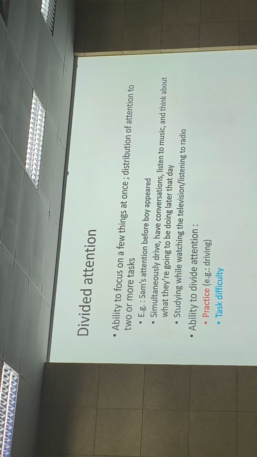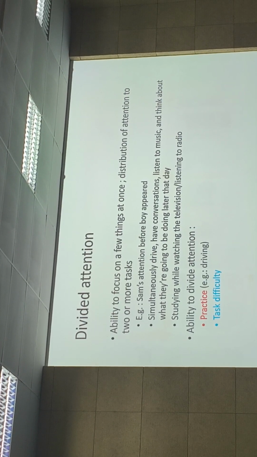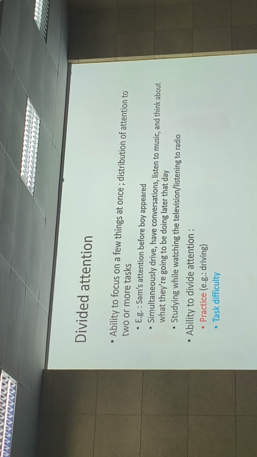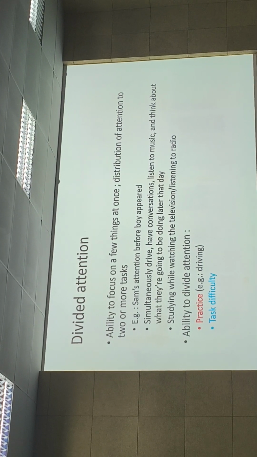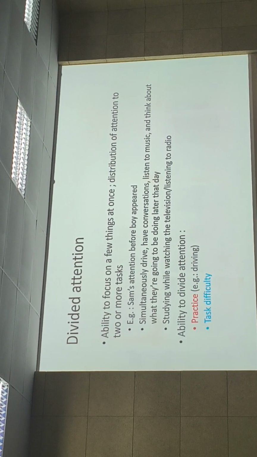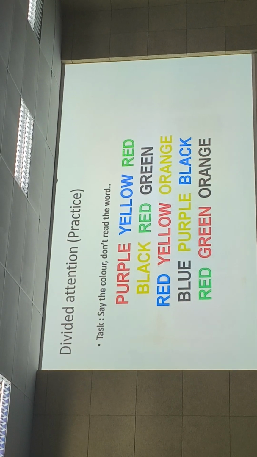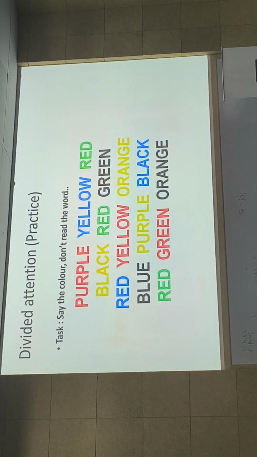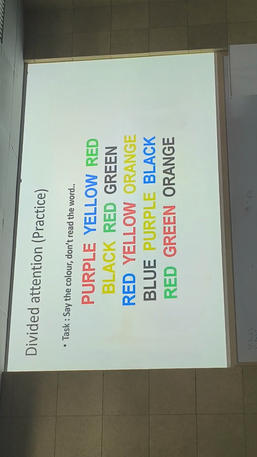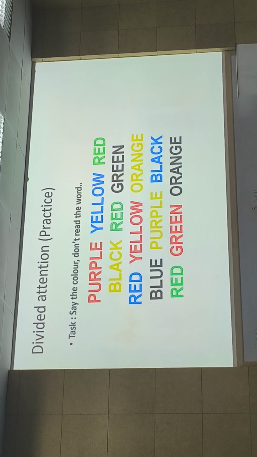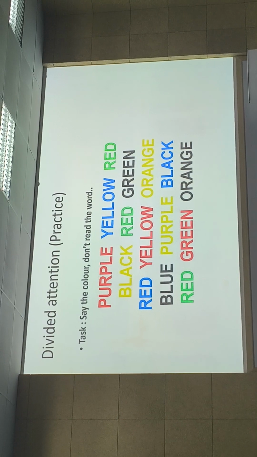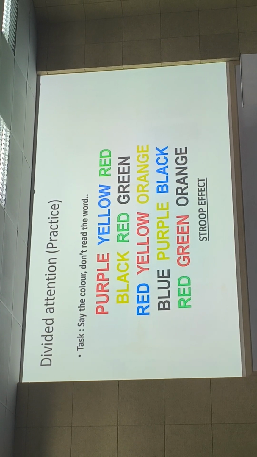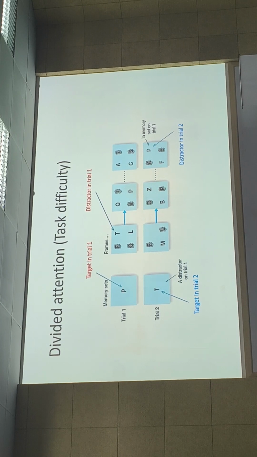So we talked about divided attention. Our ability to do many things at once is reflected by two things. One is practice, and the other is task difficulty. We have covered these. One example is the Stroop effect, where you say out the color and don't read the word. One is probably easier and faster than the other, so you know which one that is. But this is actually one of the aspects that influence our divided attention.